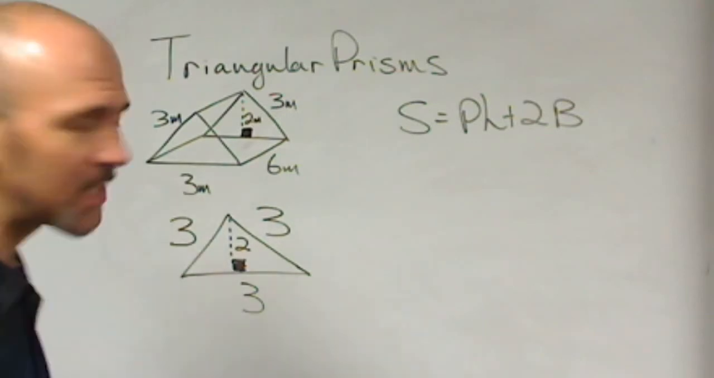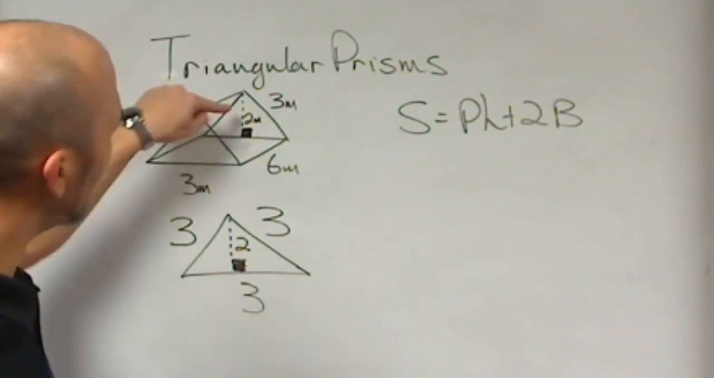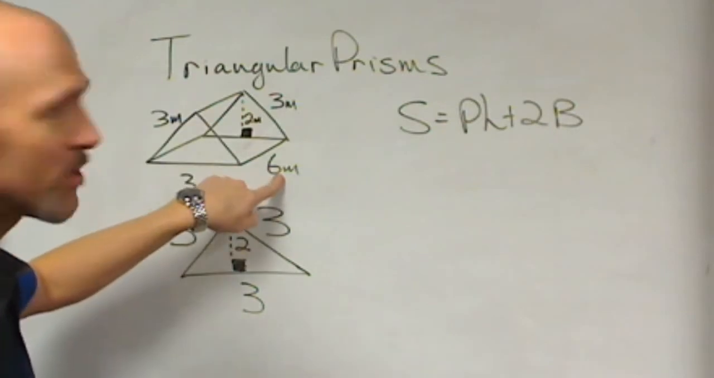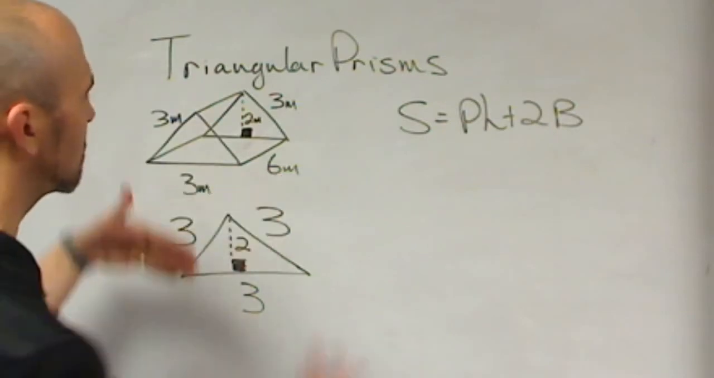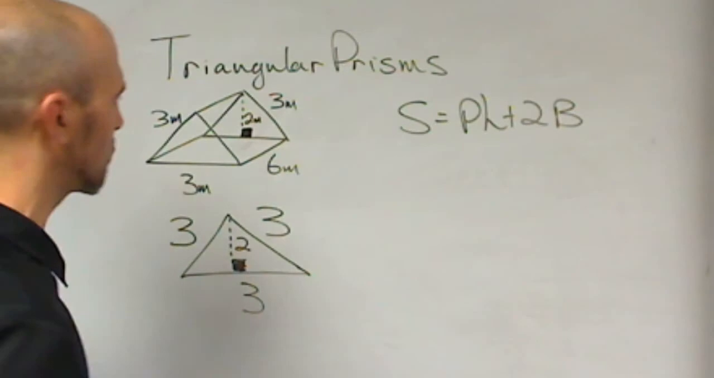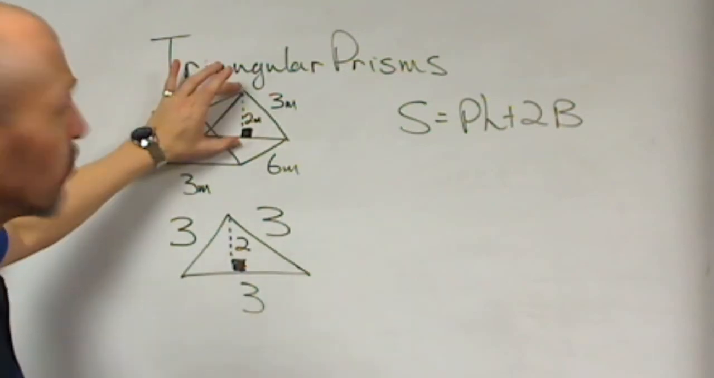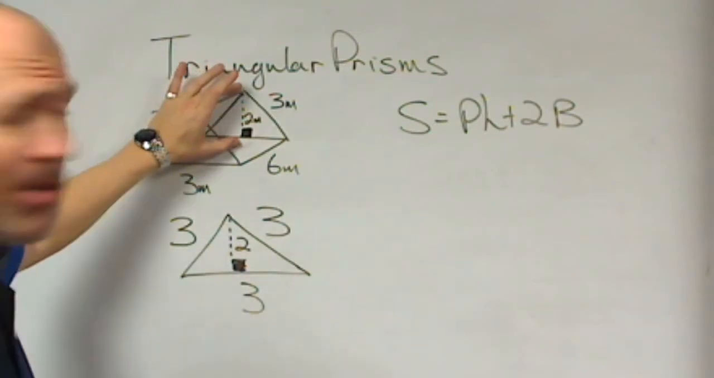The biggest mistake kids make with triangular prisms is they get the height of the triangle mixed up with the height of the prism. The height of the prism is the distance between the two bases, the two triangles. The height of the triangle is just what we need to find the area of that triangle. That's all it's used for.